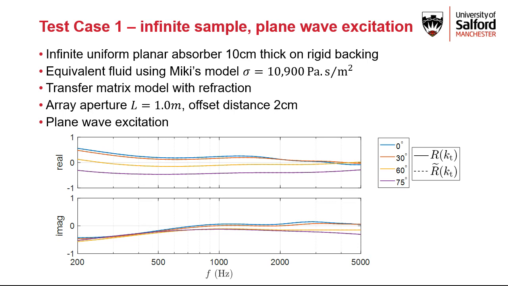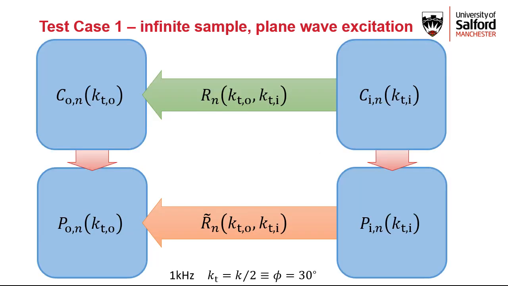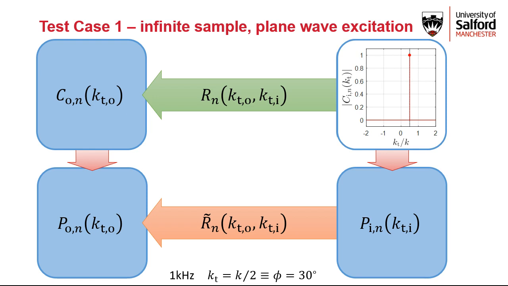Well, let's go back to our diagram. I've got that same grid with my coefficients incoming and outgoing at the top, reflected by the real bidirectional reflectance function, and the projections at the bottom represented by the approximate one. I've just made these boxes a bit bigger so I can put some graphs in them. Here's my incoming spectrum of the coefficients of the incoming wave. This is exactly what the wave actually is. It's wave number pure. It's just got one component at kt equals k over 2, which is equivalent to 30 degrees of incidence.